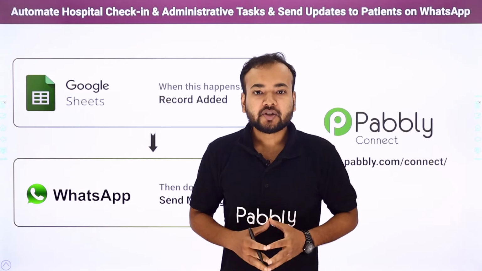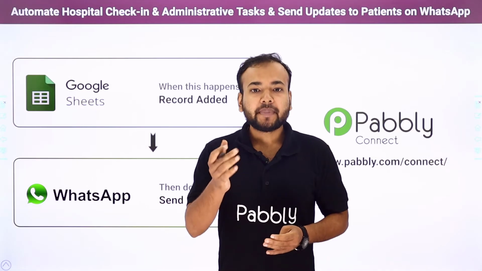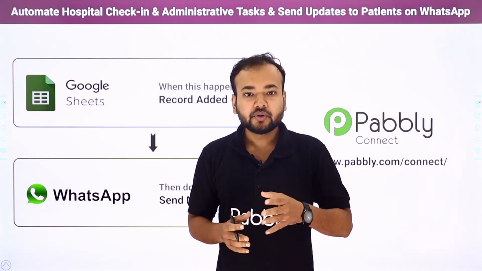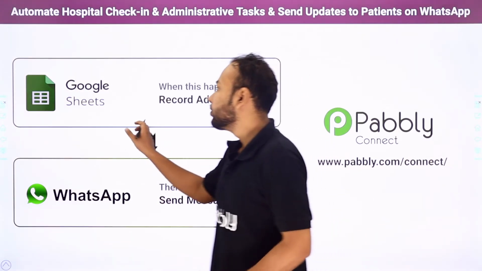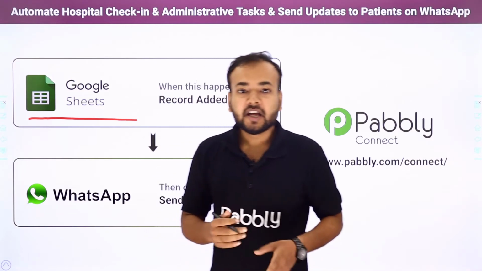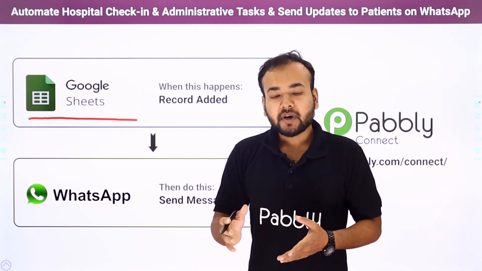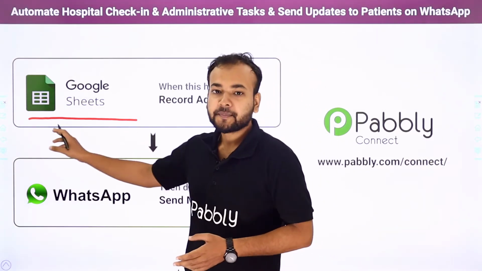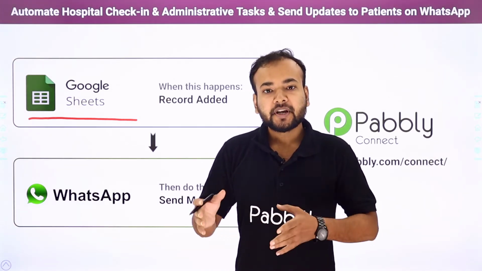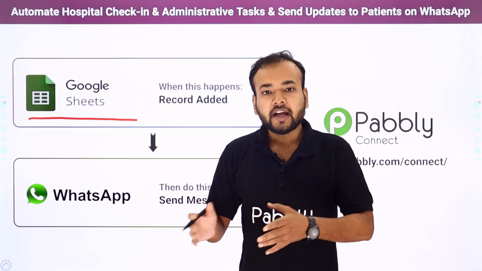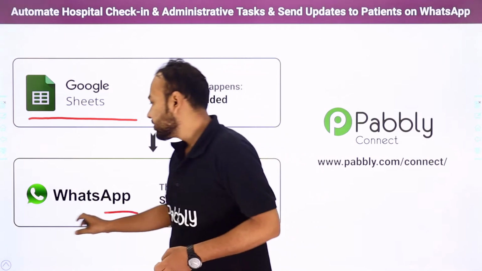Now let's suppose that you run a hospital or you are an admin of any hospital. So whenever a patient or an attendee of a patient comes to you, you fill the details of the patient and the attendee of the patient here in a Google Sheet. And you also update the ward number and bed number allotted to the patient here in the Google Sheet. Now you want to inform the attendee of a patient that his or her patient is shifted to such and such ward and allotted a specific bed number via a WhatsApp message.